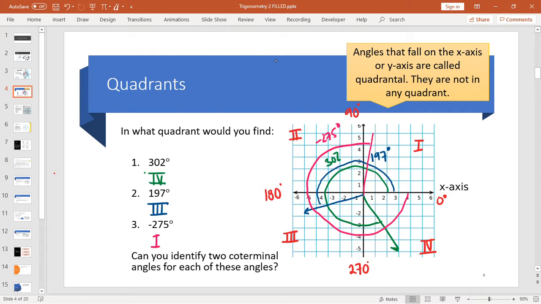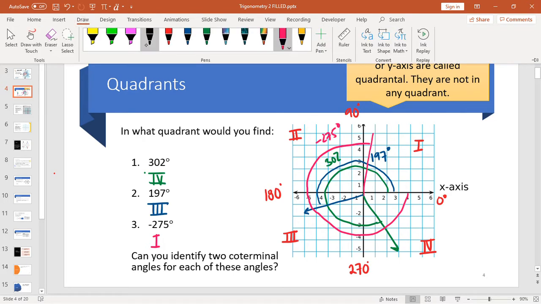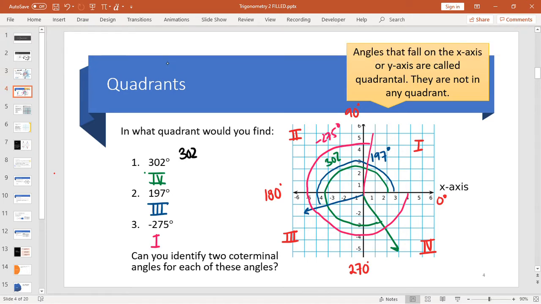Now the second thing they're asking us, can we find coterminal angles for all of these things? So how do we do that? Well, the easiest way to do it, 302 minus 360, 302 plus 360. And when I do that, every time you're going to get coterminal angles. So you could have 662 goes here, and here we could have minus 58. Okay, and same thing, 197 plus 360, 557 is coterminal. It's in the same location.